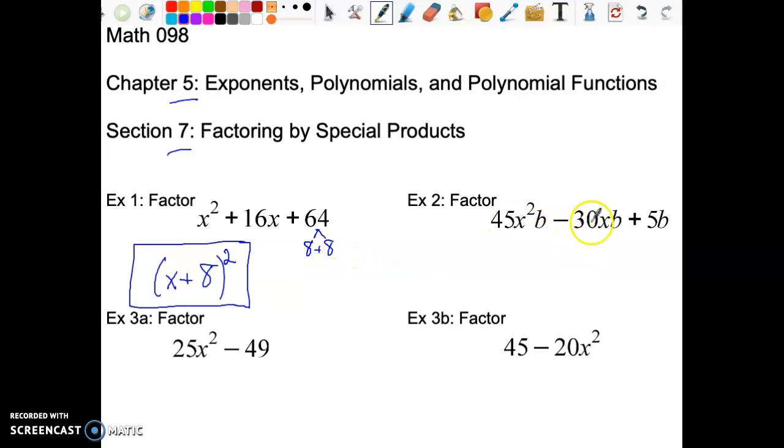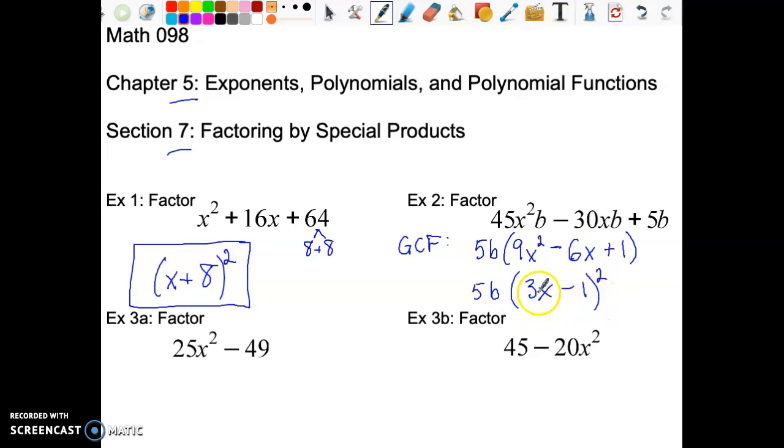And you'll notice that as we move forward, the difference with exercise 2, though, is there's a greatest common factor first. And that factor is a 5 and a b. So then you're looking at 9x squared minus 6x plus 1. And as you work through this, and I'll let you work through it on your own, what you'll notice is that you'll get 3x minus 1 squared.